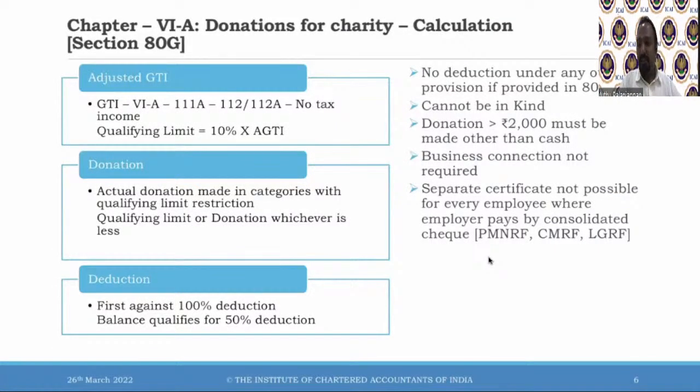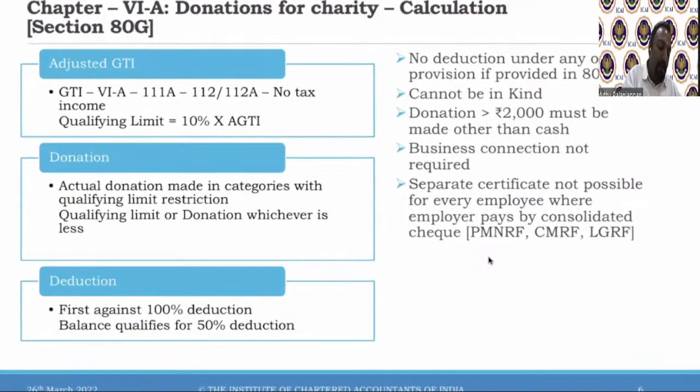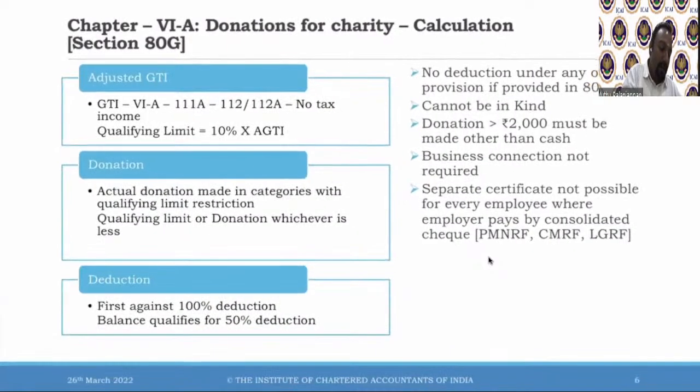So what are the other conditions we need to remember? There is no deduction under any other provisions if provided in ATG. So if the donation has been provided in ATG, you should not claim anything, which means, let's say you're running a business, you cannot claim donation in expenditure also and then claim also. What will it become? It will become double deduction. So it is not eligible. So when you have provided as an expenditure there, you need to disallow that and then claim as ATG expenditure.